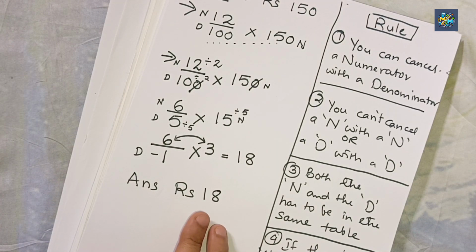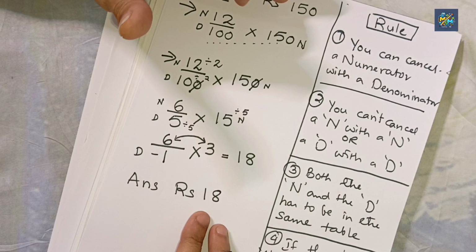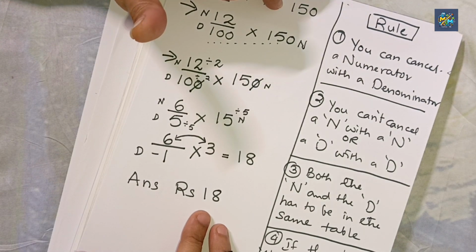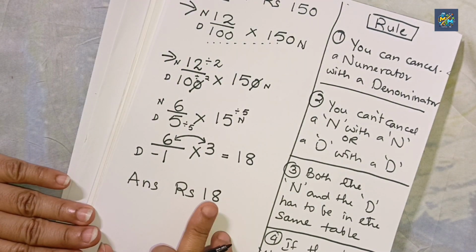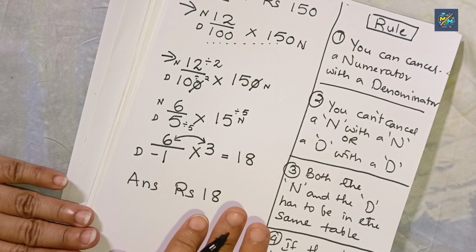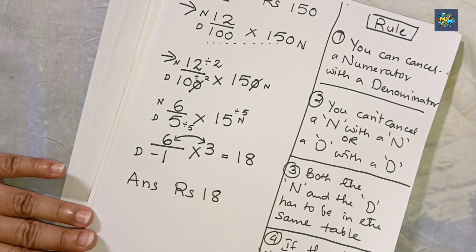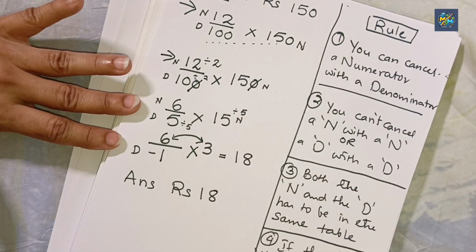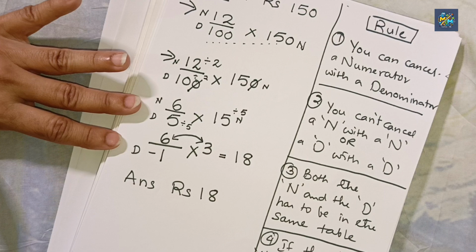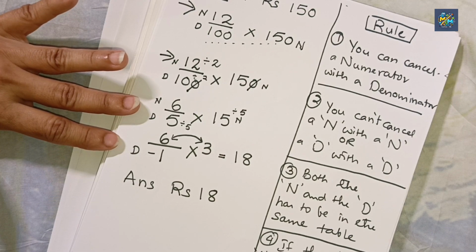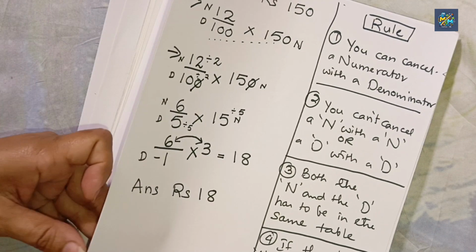Like the 12 part or the 12th portion of rupees 150 is 18. So I hope this is easy, and just do not forget these rules. These rules are going to make your work easy.